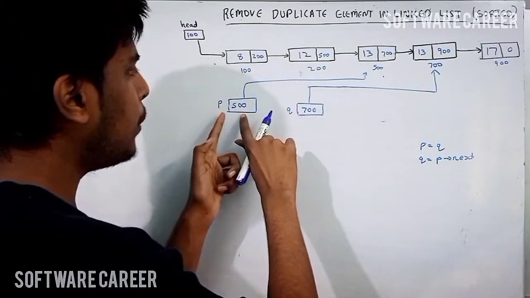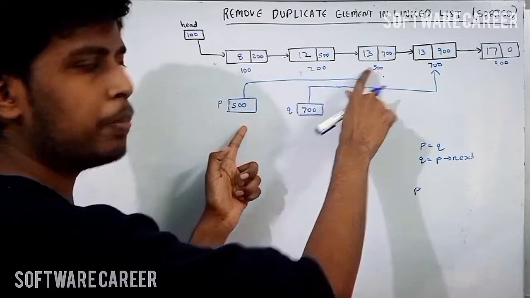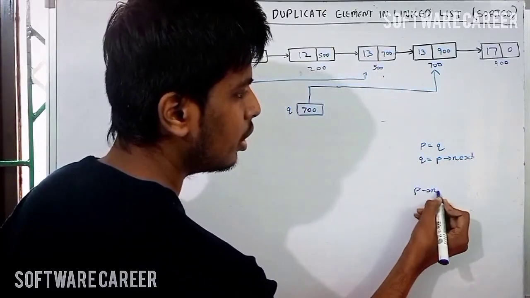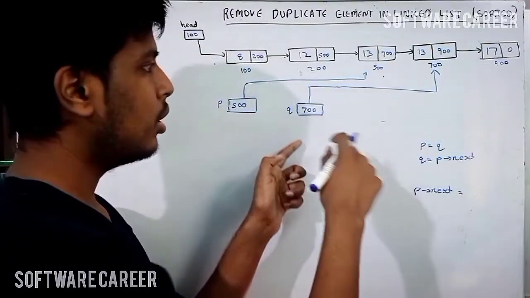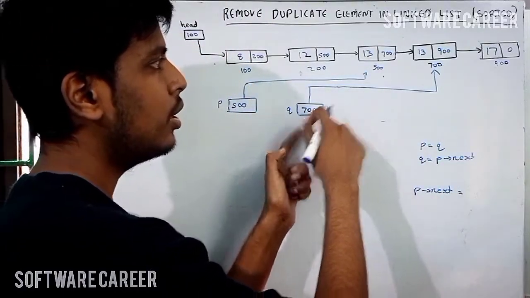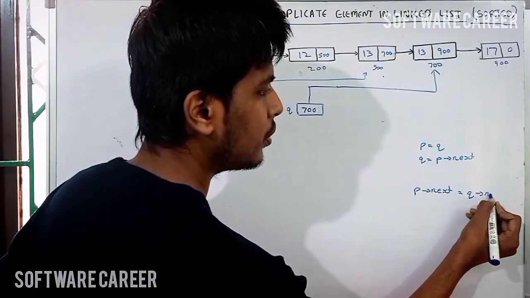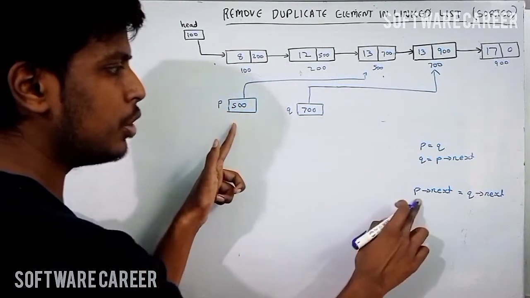Now P next, that is the pointer of the P node. 500 next is 700. P next should be equal to Q next. See, Q is 700. 700 next is 900. So Q next. You should write this step. Then see, now you should make this condition.